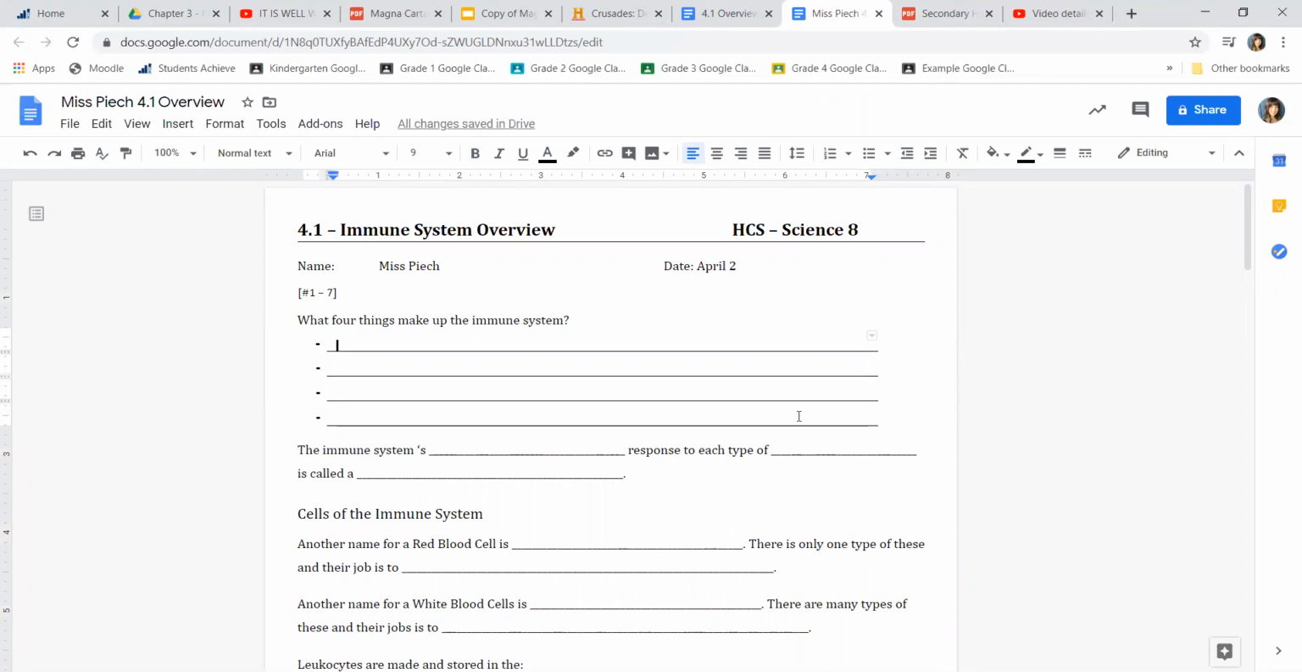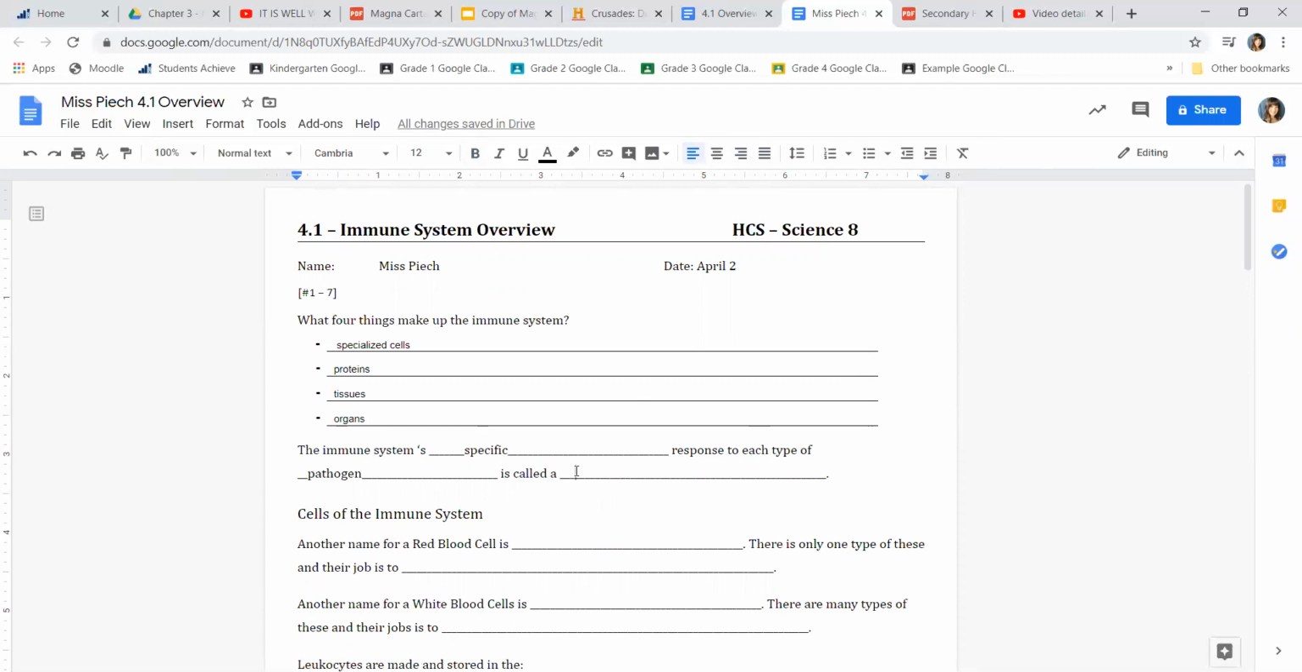Anyways, now over here. The four things that make up the immune system: we have specialized cells. We also have proteins. We have tissues and we have organs. And then the immune system has a specific response to each type of pathogen. Remember, the pathogens are going to be the microorganisms that are harmful for us. They can cause infection and disease.